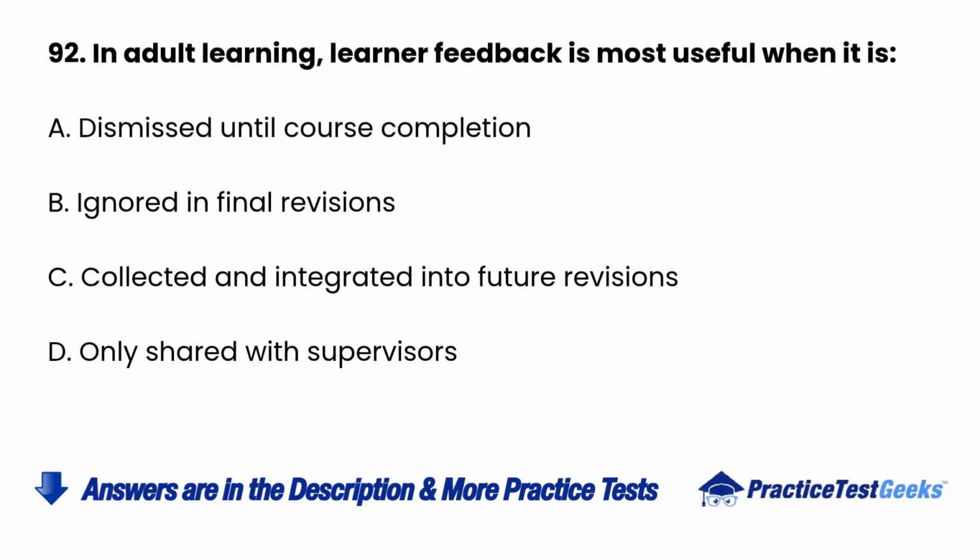92. In adult learning, learner feedback is most useful when it is A. Dismissed until course completion. B. Ignored in final revisions. C. Collected and integrated into future revisions. D. Only shared with supervisors.